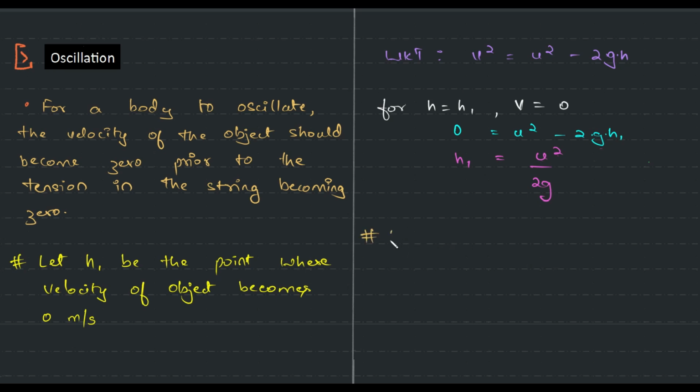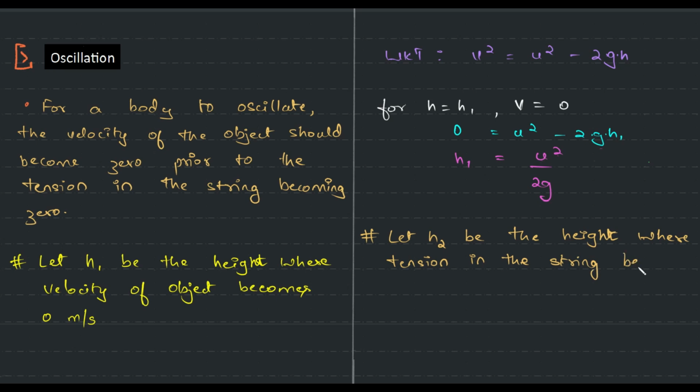Now let's move on to the next case. Let h2 be the height, my bad, let me change it so it's consistent. We are expressing all this in terms of height, remember, that's what the entire derivation started with, where the tension in the string becomes 0. So we are ignoring other conditions, we're just looking at it.